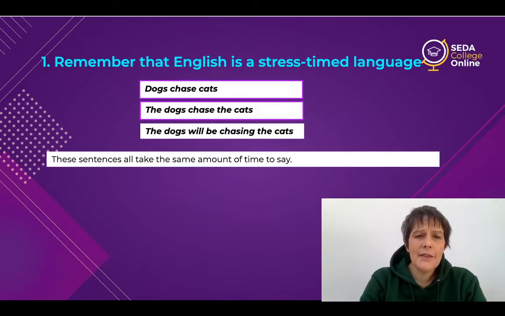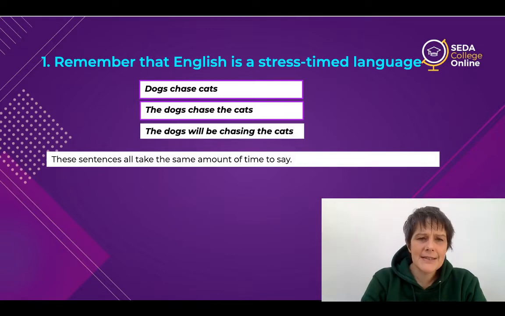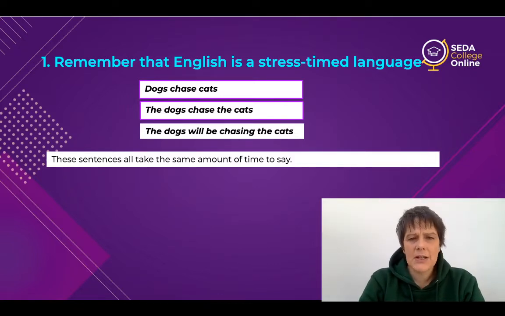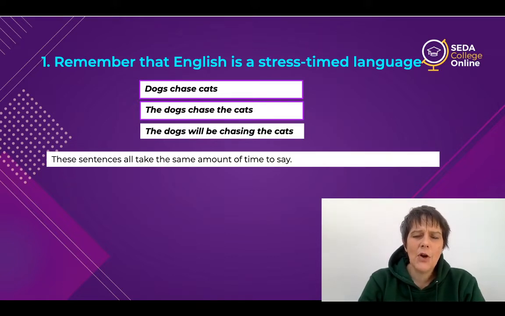Dogs chase cats, the dogs chase the cats, the dogs will be chasing the cats. So I hope you can hear the rhythm there. It's very, very similar in speed. And that's because a stress-timed language means that we stress the words that have content, the words that mean something. So we're talking about dogs, we're talking about cats, and the verb we're talking about is chasing.